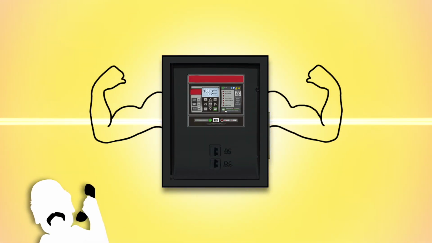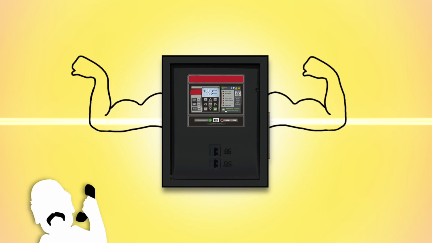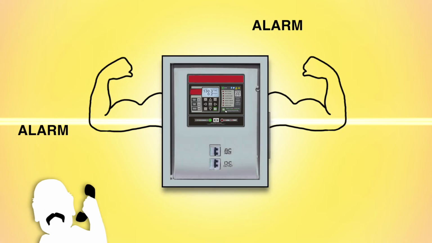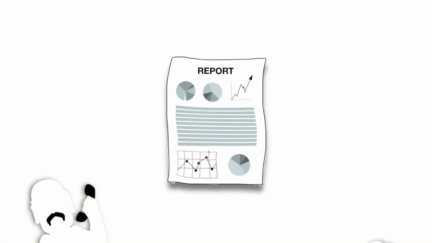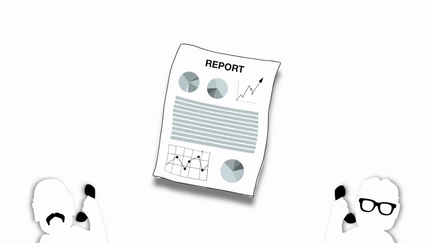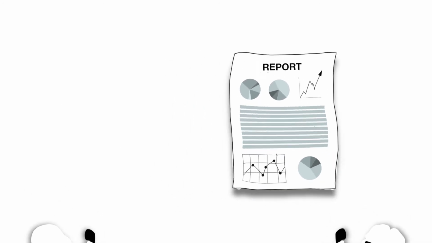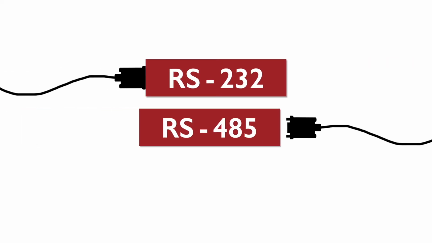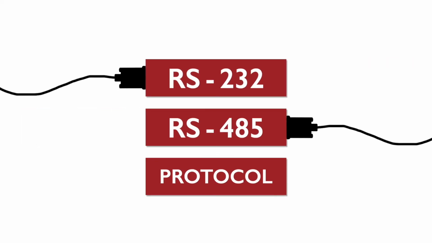Oh, so I can do anything, everything, and I can just look at voltage and current, or I can look at every alarm in the battery charger, and I'm going to get a report in one way or another. Absolutely. Wow, that's amazing. The only thing you really need to know is what connection type you need, whether it's RS-232 or RS-485, and what protocol you want to speak.